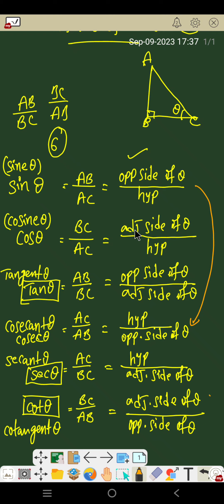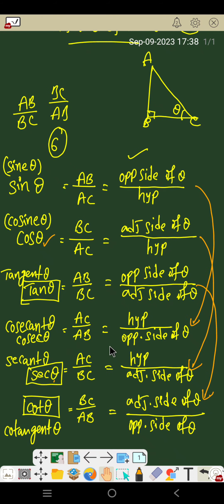Observe that cos theta is adjacent side by hypotenuse. But secant theta is what? Hypotenuse by adjacent. That means secant is the reciprocal of, sorry, cos theta. Secant is the reciprocal of cos theta. Similarly, tan theta, what? Opposite side by adjacent side. But cot theta, what? Adjacent side by opposite side. That means it is the reciprocal of this one. So cot theta is the reciprocal of tan theta. Understood now? So if you know the first three ratios, the remaining three ratios are the reciprocals of the first three ratios.